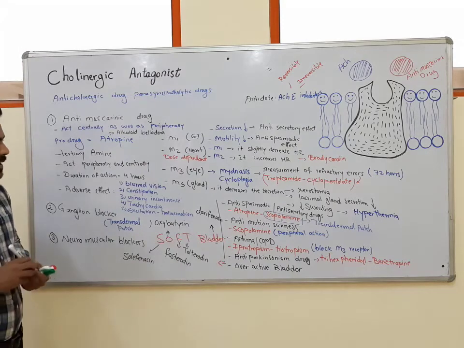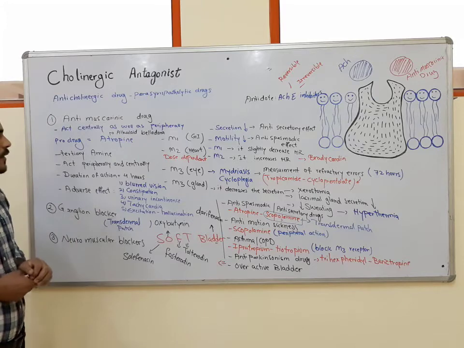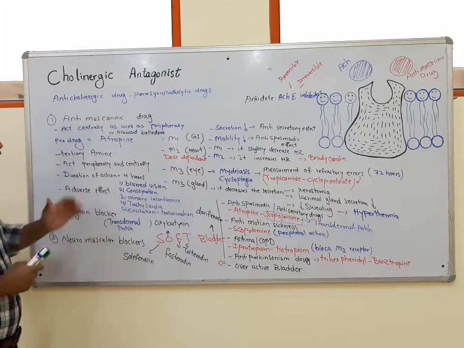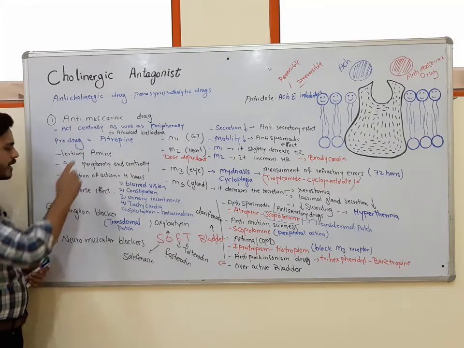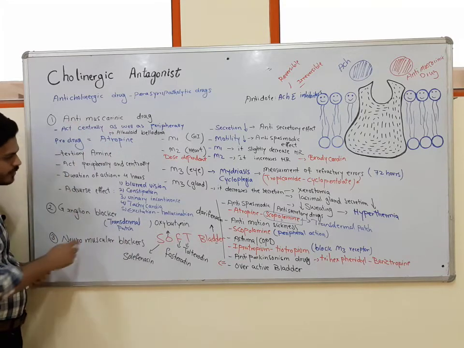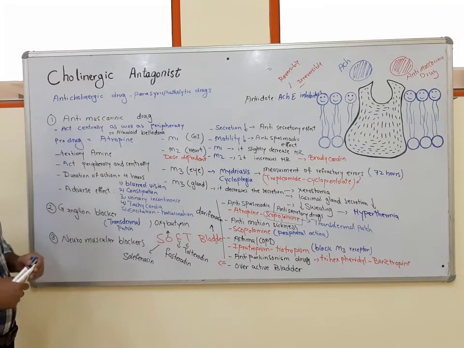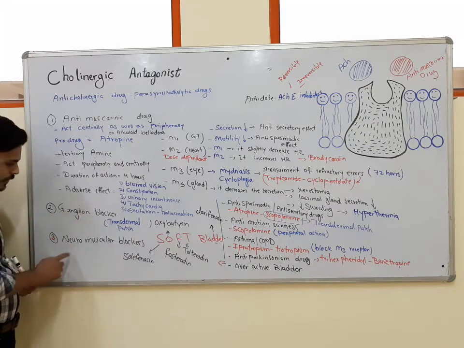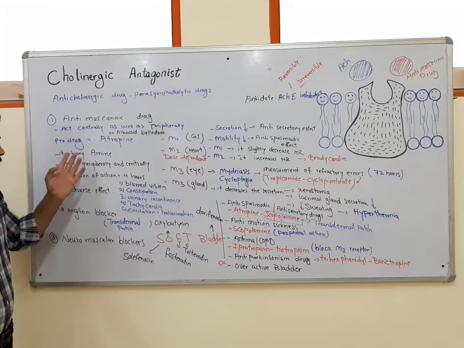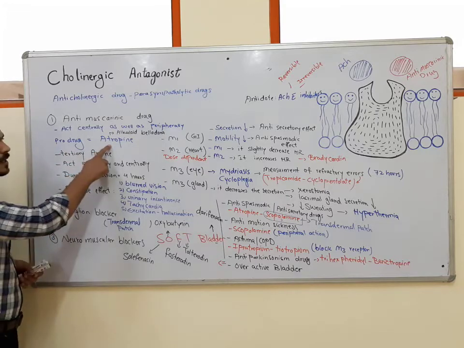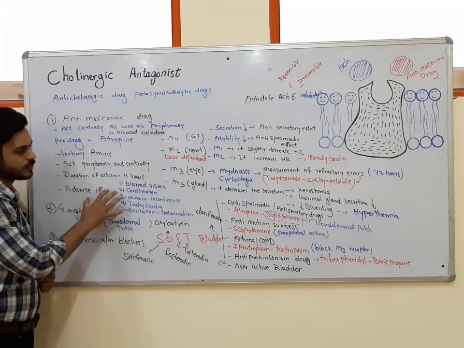Okay, this was about anticholinergic drugs or cholinergic antagonists. Its classification, we classify them on the basis of the type of receptor they block: antimuscarinic drugs, ganglion blockers, neuromuscular blockers. In this lecture, we only talked about antimuscarinic drugs. In next lecture, we'll talk about ganglion blockers and neuromuscular blockers. In antimuscarinic drugs, the prototype is atropine. We talked about the action, the indication, adverse effect of atropine.